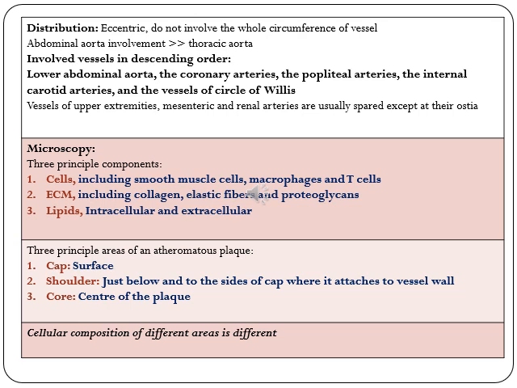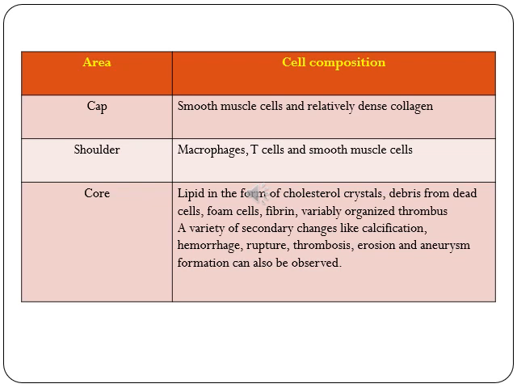What is important is that the cellular composition of these different zones of atheromatous plaques, that is cap, shoulder, and core, are different. So, as we have discussed, the cell composition of different zones or areas of atheromatous plaques is different. So what are the various cells that comprise these different zones? The cap is made of smooth muscle cells and relatively dense collagen. These constitute the cap region of atheromatous plaques.